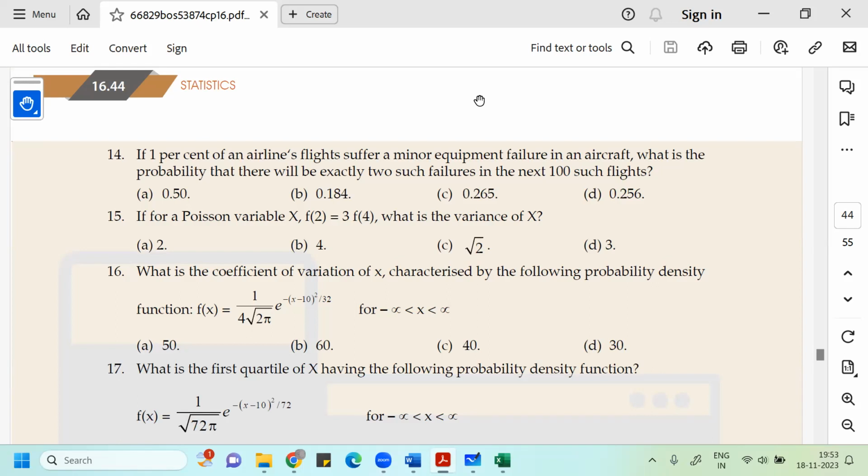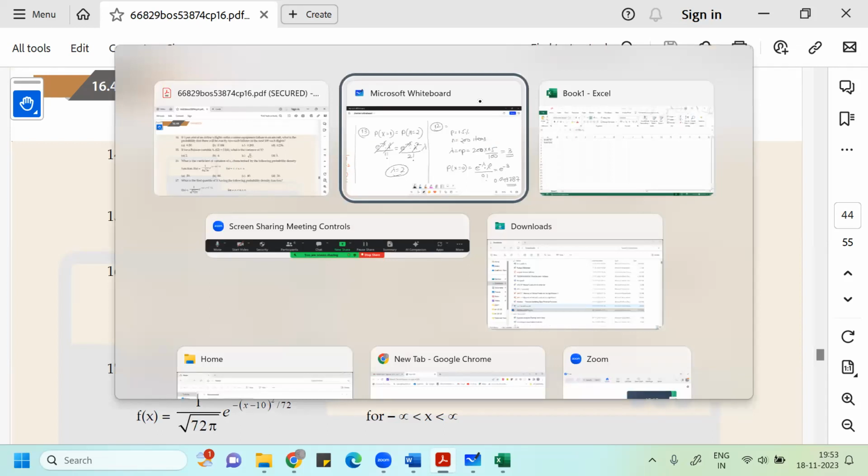Question number 14. 1% of airline flights suffer a minor equipment failure in an aircraft. What is the probability that there will be exactly two failures in the next 100 flights? So 1% is the probability and n is 100. 100 into 1%, your mean will be 1. Can you understand? Your mean is 1. They're asking you exactly two failures.